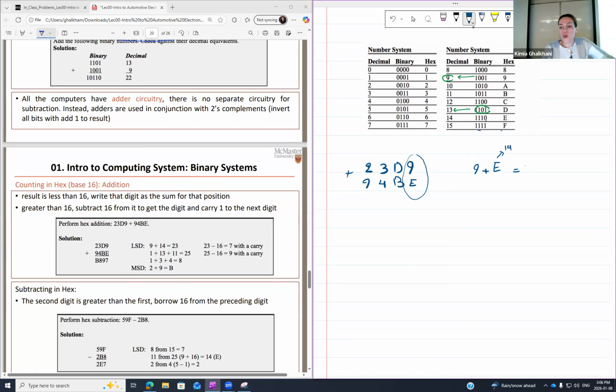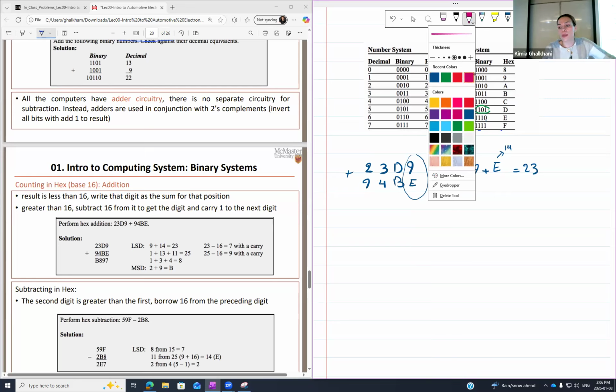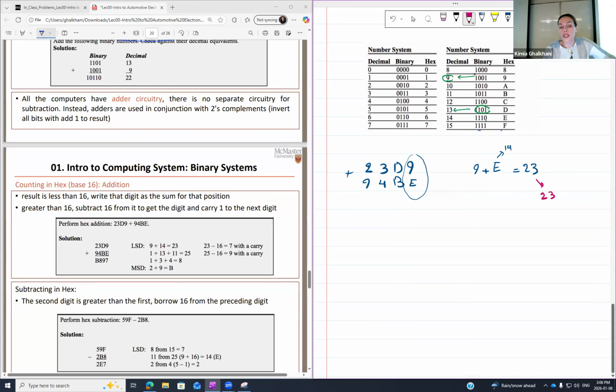So it's 23. What is the rule? The rule is anytime I have the summation to be greater than 16, I have to subtract 16 from that number. In here, I have 23, so I have to say 23 minus 16 and find 7 with a carry. So then I put down in here, this is 7. 9 and E becomes 7 with a carry.